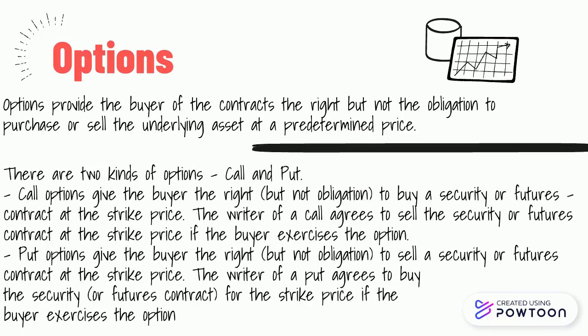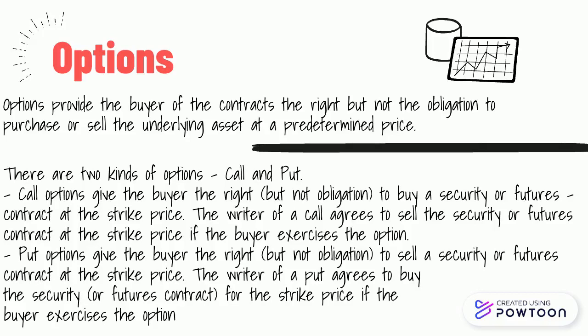Call options give the buyer the right, but not obligation, to buy a security or futures contract at the strike price. The writer of a call agrees to sell the security or futures contract at the strike price if the buyer exercises the option. Put options give the buyer the right, but not obligation, to sell a security or futures contract at the strike price.